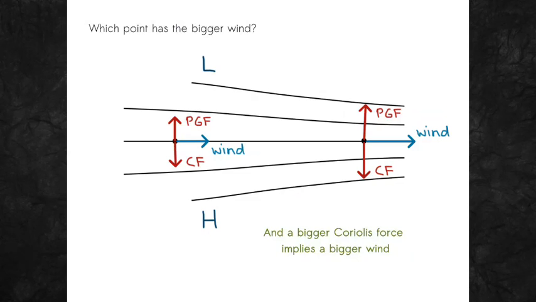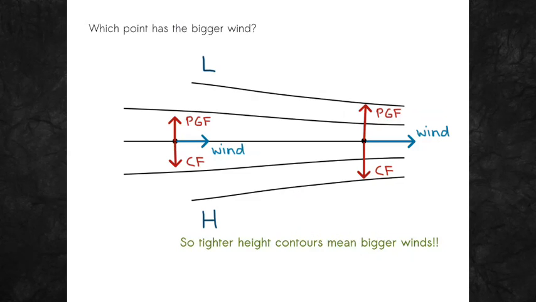So in the end, then, what we've shown is that places that have tighter height contours are going to have bigger winds. Places that have the height contours closer together are going to have bigger forces, and the bigger forces imply bigger winds as well.